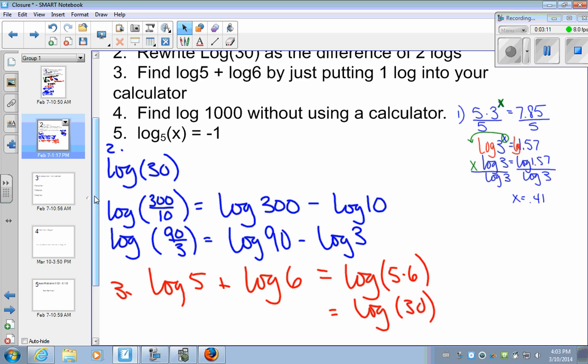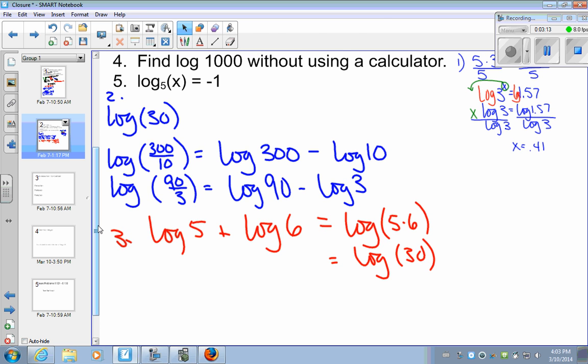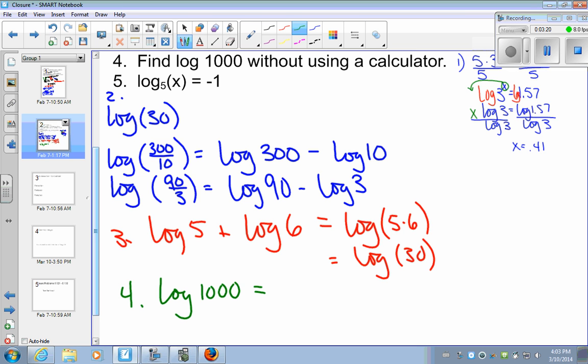And then find the log of 1,000. I hope you guys could get this one on your own. The log of 1,000. Remember that means 10 to what power equals 1,000? And 10 to the third equals 1,000.